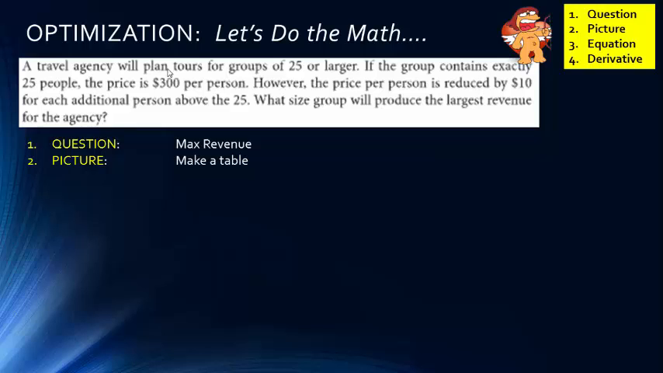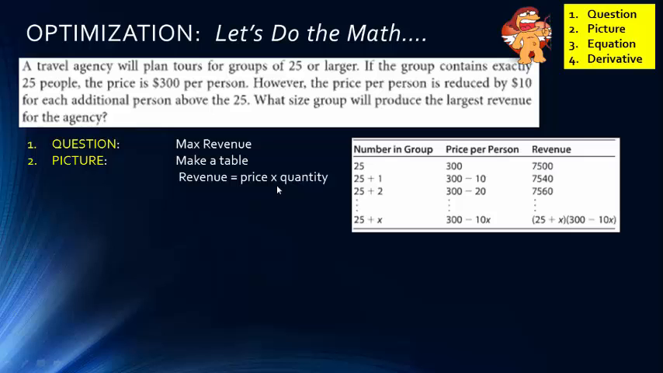So here's a good idea to make a table, because it's really straightforward. I know that, for example, it says the price per person is reduced by 10 for each additional person above 25, so if I have 26 people, then the price is going to be $290 per person. While it's confusing to see and try to figure out how this works, it's a good idea to make a table and start seeing what's happening. Again, remember that price times quantity is revenue.